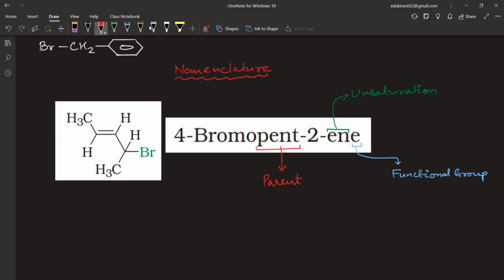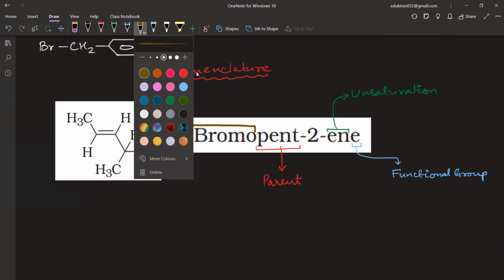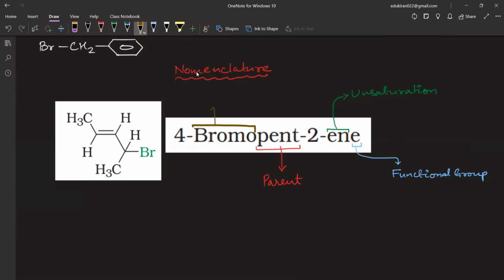Then we have one more. What color should I pick now? We have done with blue. Yellow. Then we have this bromo. What is this bromo telling me about? Bromo is a halogen substituent, right? It is a substituent. It can be methyl also. You will never have methyl or chloro in the parent chain or the unsaturation, right? So bromo is a substituent.